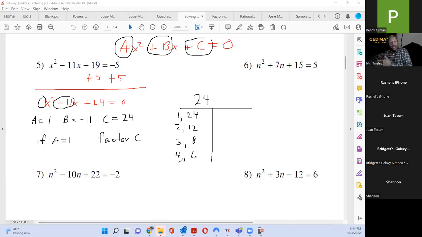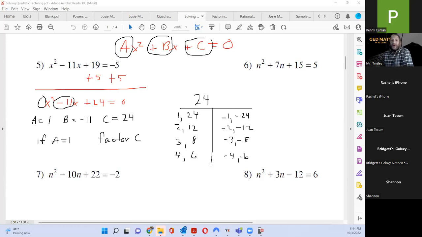Now, on the other side, you have to reverse your signs. So instead of positive 1 and positive 24, you're going to have minus 1 and minus 24. Instead of positive 2 and positive 12, we're going to have negative 2 and negative 12. And the same thing for each one. Why? Because two negatives also make a positive. Does everybody understand that?